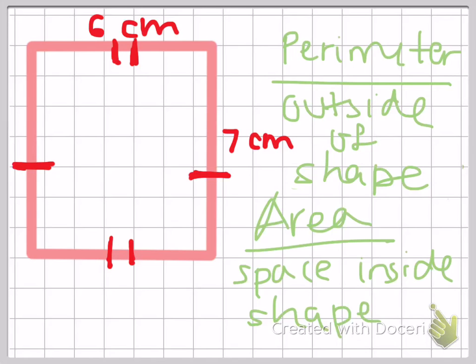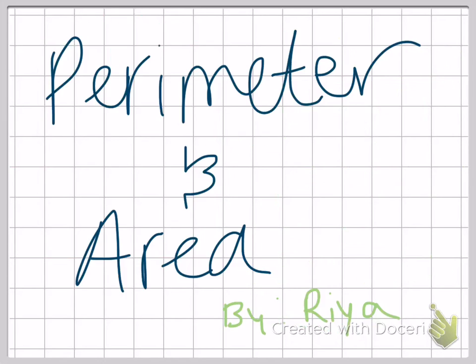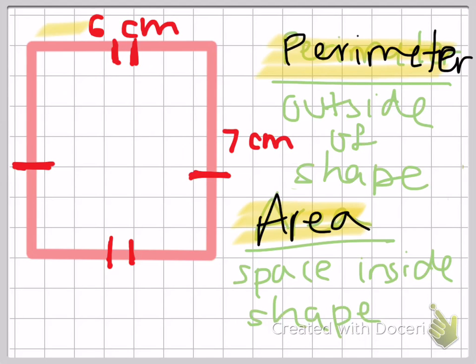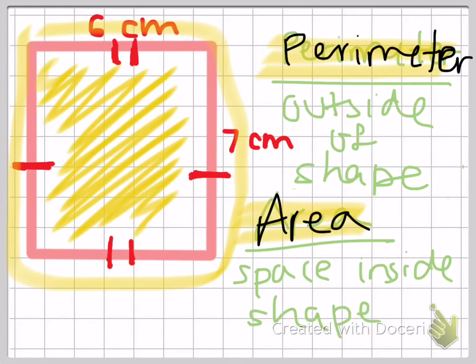So perimeter determines the outside of the shape, and your area is the space inside of the shape. So if I were to draw this, the perimeter is basically what you calculate outside over here. And your area is the inside of the shape.